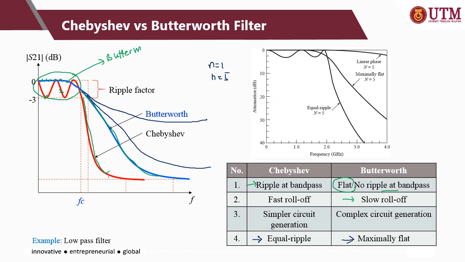Alright, so this figure represents different filter responses for the same filter order number, n equal to 5. Let's look at the maximally flat or the Butterworth, with flat top in the passband area, and the equiripple for Chebyshev in the passband area.